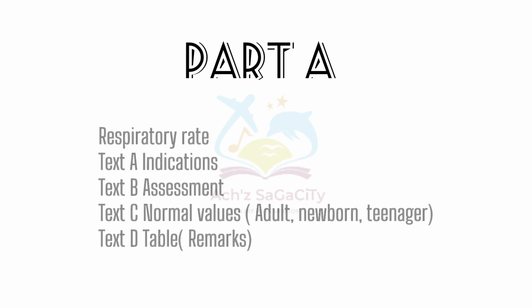And in some other centers, Part A was about respiratory rate. Test A was indication, Test B assessment, Test C normal values. They divided it based on adult, newborn and teenagers. And Test D was about remarks, given in table format.